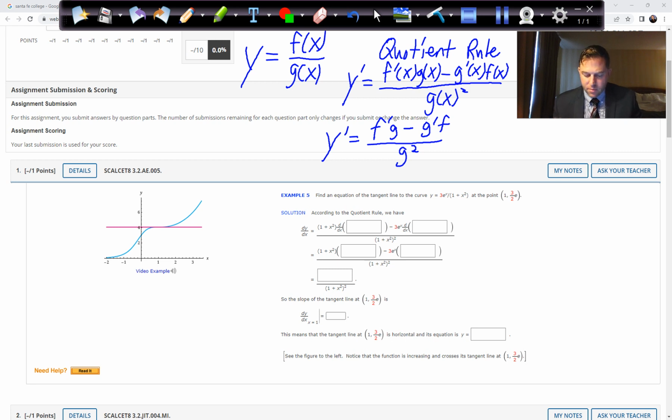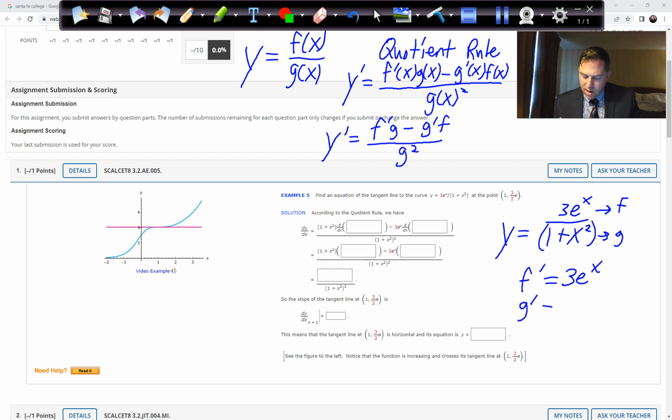divided by the bottom function squared. So in the function they gave us, it was 3e^x on top over 1 plus x squared on the bottom. I would call this f, and I would call all of this g. Therefore, f prime is just 3e^x. It's the exact same as the original f. g prime, however, will simplify to just 2x. So the derivative of 1 is 0, and the derivative of x squared is 2x.